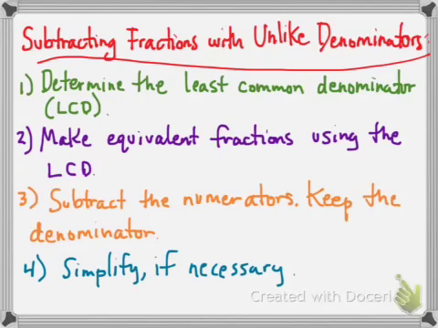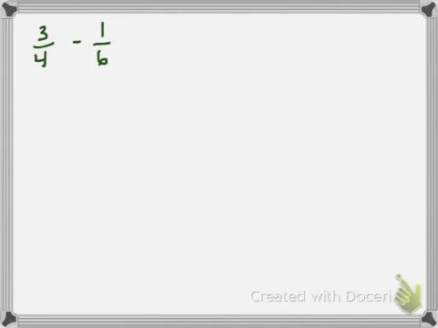So let's finish our review with subtracting fractions with unlike denominators. Very similar to adding fractions with unlike denominators, except we subtract. So step 1, determine the least common denominator, the LCD. Step 2, make equivalent fractions using the LCD. And then step 3, subtract the numerators. Keep the denominator. Step 4, simplify if necessary. So let's do this example together. 3/4 minus 1/6.